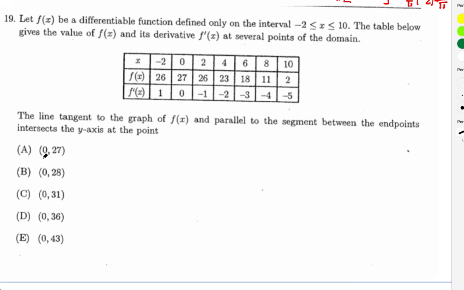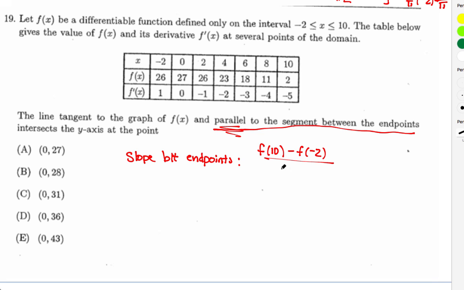Now let's go ahead and do this problem here. It gives us this table of values with f and f prime values, and it says the line tangent to the graph of f of x and parallel to the segment between the endpoints. So if it's going to be parallel, that means same slope, so we better find the slope between the endpoints. So that is going to be f of 10 minus f of negative 2 all over 10 minus a negative 2. So we have 2 minus 26 all over 12. So that's negative 24 over 12, which is negative 2.